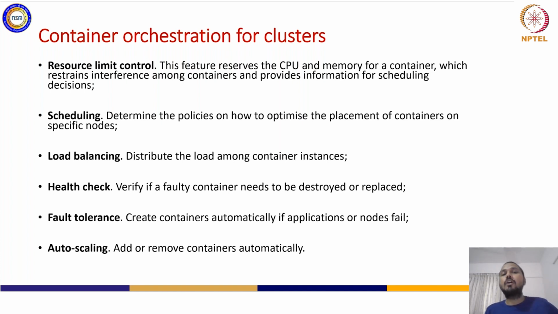So if I talk about a particular environment in AI, I'm not just talking about scheduling. Scheduling is one small part of the real world environment where all of these things happen. You need to do load balancing, you need to do health check, you need to do fault tolerance, you need to do auto scaling, you need to do resource limit control. Now, all of this happens via this tool called orchestration.